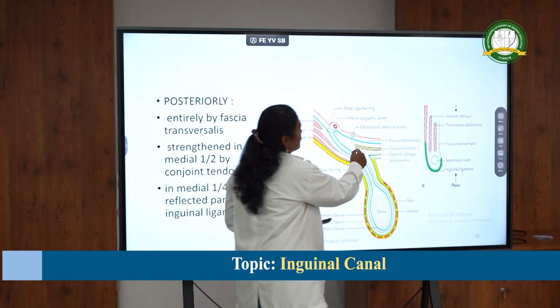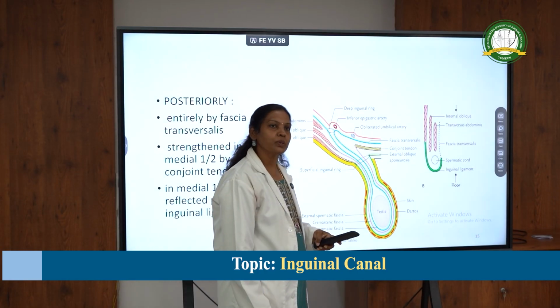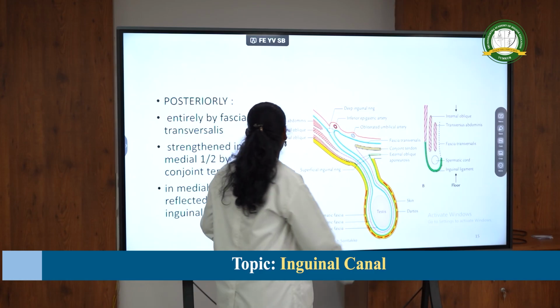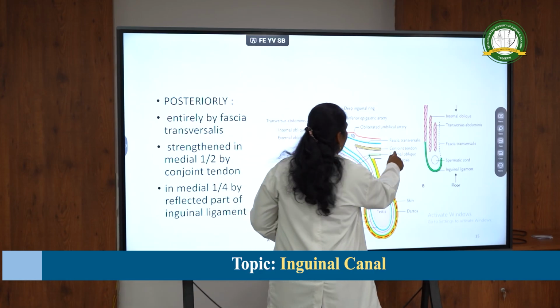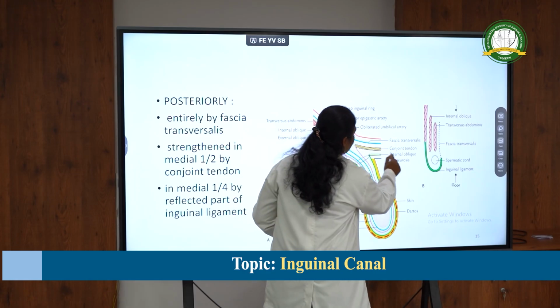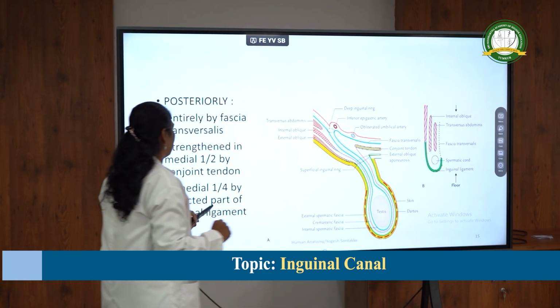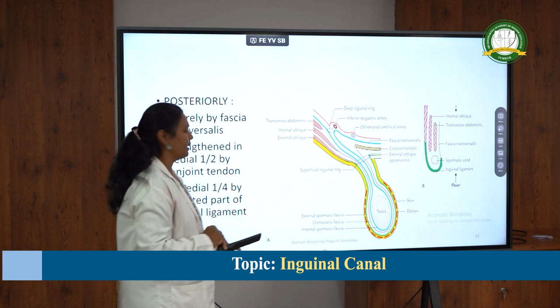Of course, the medial part of the posterior wall is also reinforced by two more structures. The medial half is strengthened by the conjoint tendon, and the medial quarter is also supported by the reflected part of the inguinal ligament.